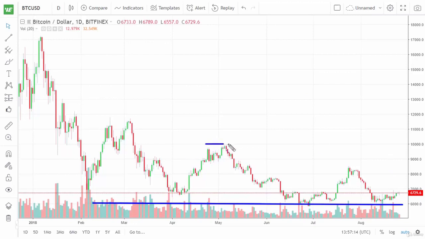A large number will cause resistance or support. See, so that's 10,000. That's a large round number. So it attracts a lot of attention is probably the best way to think of it.